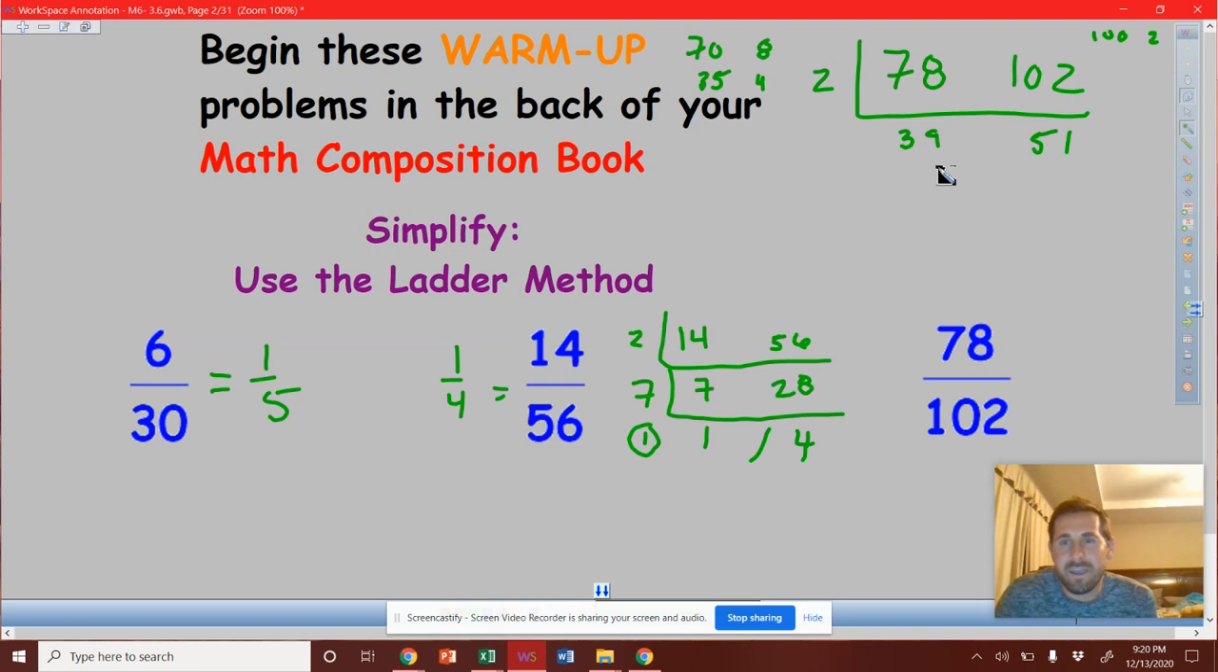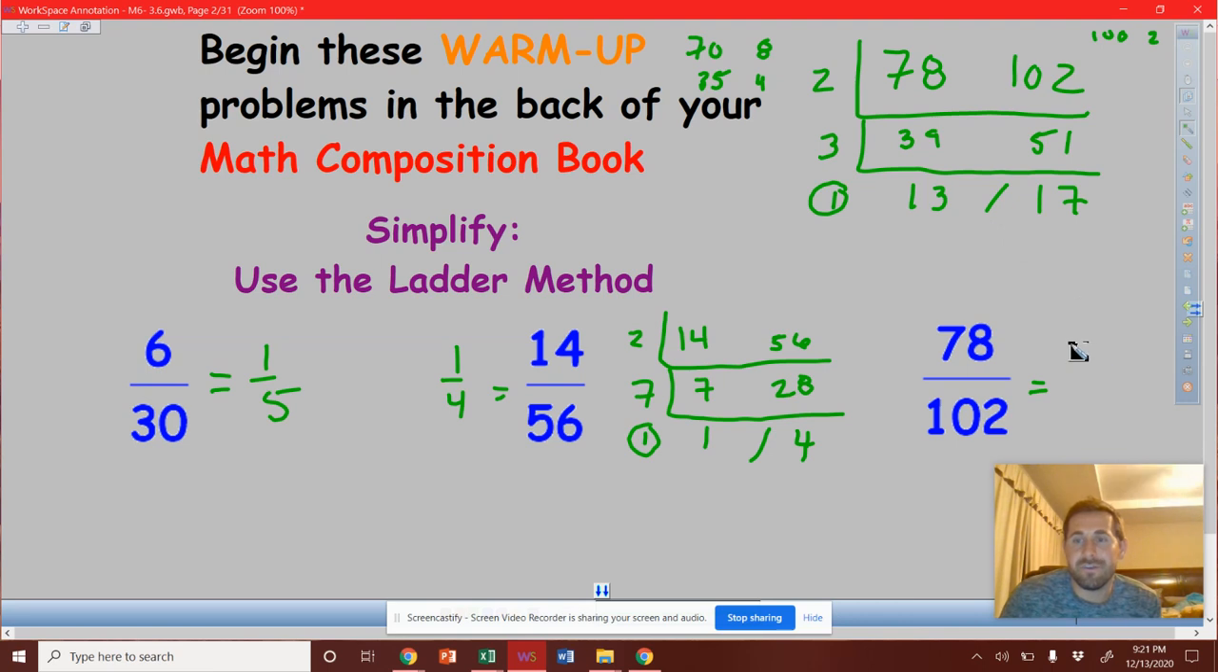Now we're thinking, what can go into 39 and also go into 51? And I believe the answer is 3. How many 3's can go into 39 is 13. How many 3's can go into 51 is 17. So your fraction, since 13 is prime and 17 is prime, it's 1 and done. So you get a 13 over 17. So that was a little bit of a challenging one, all right? But this is how we can use the ladder method. Take any fraction you have, and you can continue this to reduce your fraction.